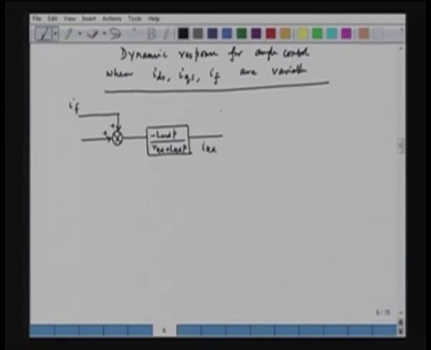And this IKD is added with IF. And then what we have here is IQS.